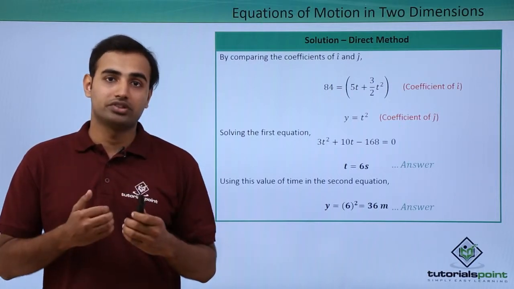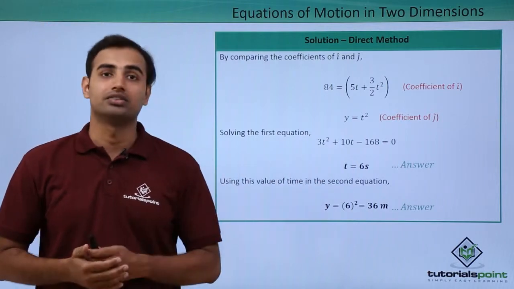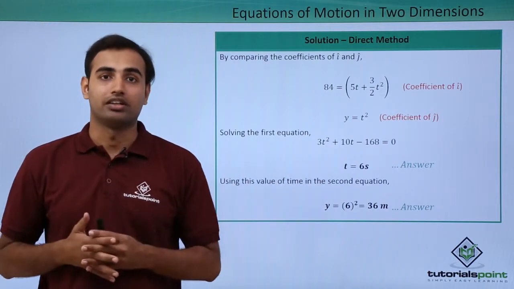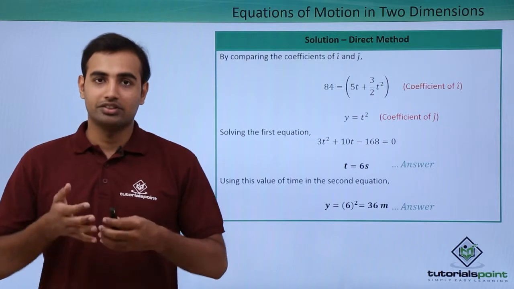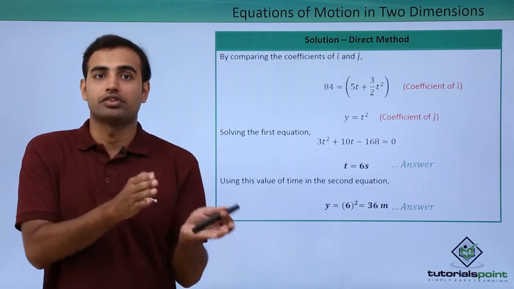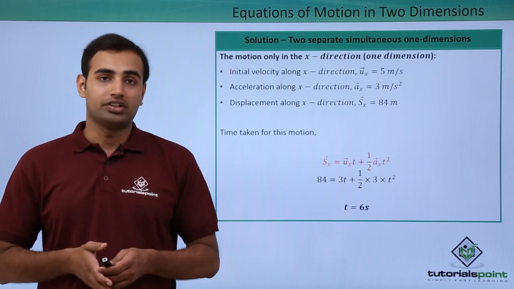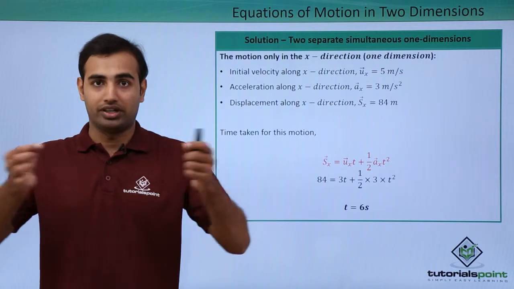So the final position or the final coordinate point along the y direction will be 36 units. I hope this is very, very clear to you. Now let's try and solve this problem using the second method of separating two dimensions and applying equations of motion separately on them.